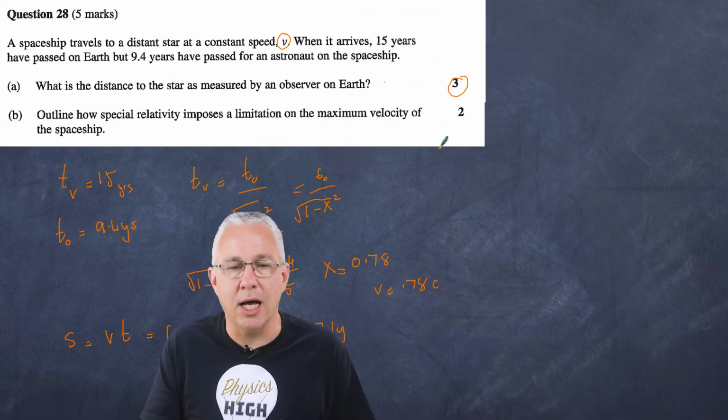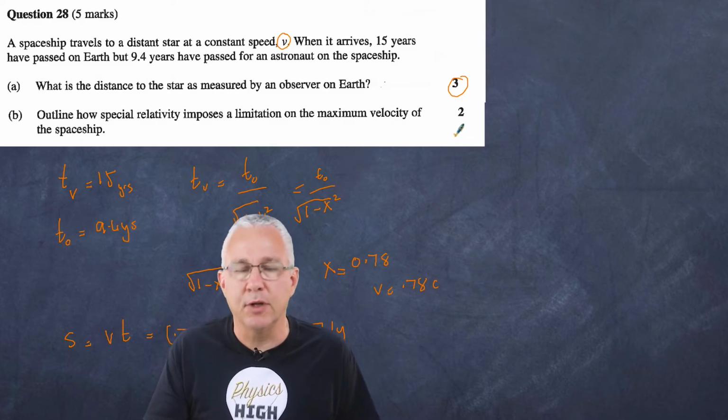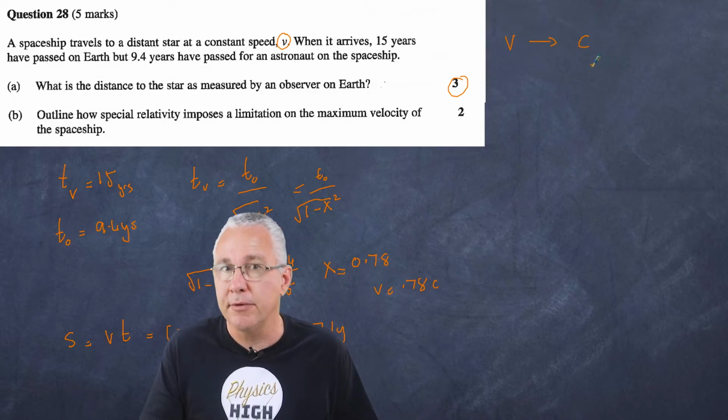So now we have to outline how special relativity imposes a limitation on the maximum velocity of the spaceship. Now, we know that as my velocity approaches the speed of light, there are a number of things that are going to happen.